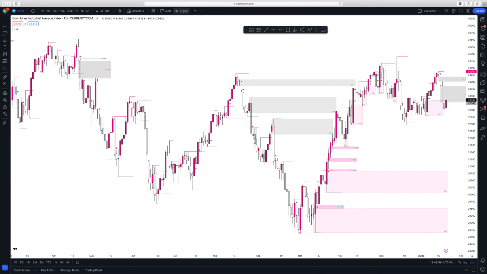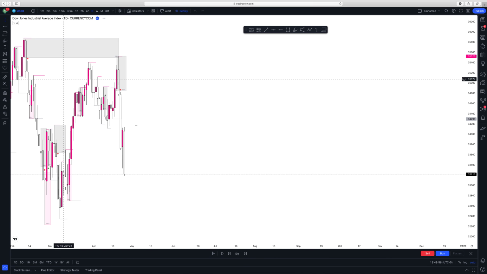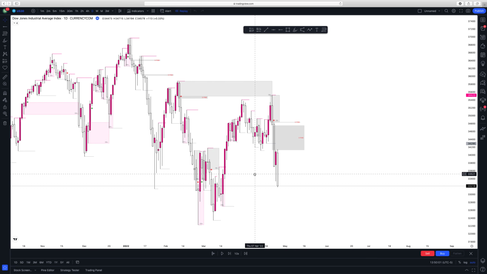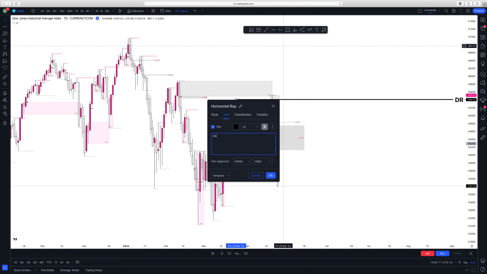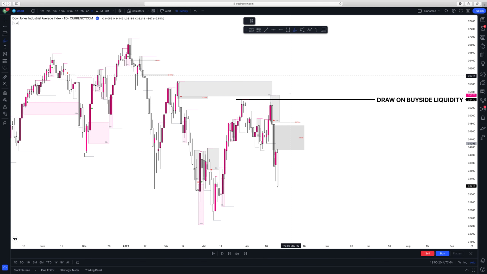All right, so let's go ahead and get into replay mode. So from here, starting from this point is a great example. So there's a draw on buy side liquidity here. There's a draw on buy side liquidity. There's also a bearish order block, and there's also a bearish fair value gap. Matter of fact, there's 2 bearish fair value gaps, so it's all of extra confirmation.